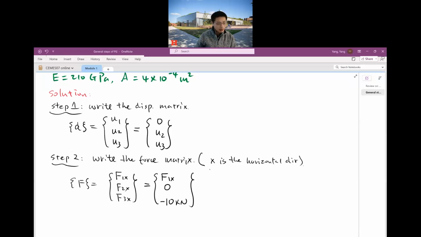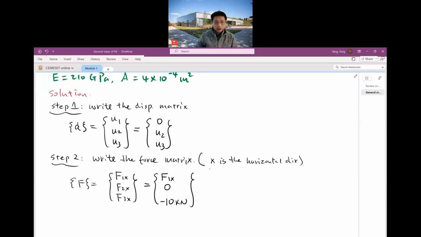So as you can see here, by using the finite element method, you should be able to write down the displacement matrix and the force matrix very easily. Similarly, the computer does this very quickly. We just need to input a list of numbers, so that the computer can tell which one is known and which one is unknown.